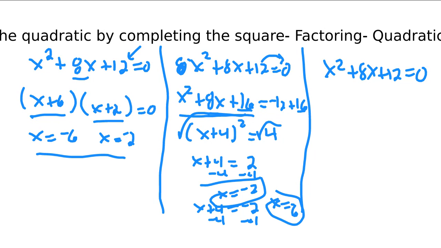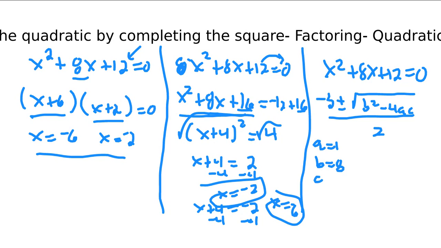Now, if I wanted to use the quadratic formula, it is negative b plus or minus the square root of b squared minus 4ac, all over 2a. So in this problem, my a term is 1, my b term is 8, my c term is 12. So if I plug it in here, I end up with negative 8 plus or minus the square root of b squared, well, that's 64, minus 4 times 1 times 12, so that's 48, all over 2a, 2 times 1, which is 2.